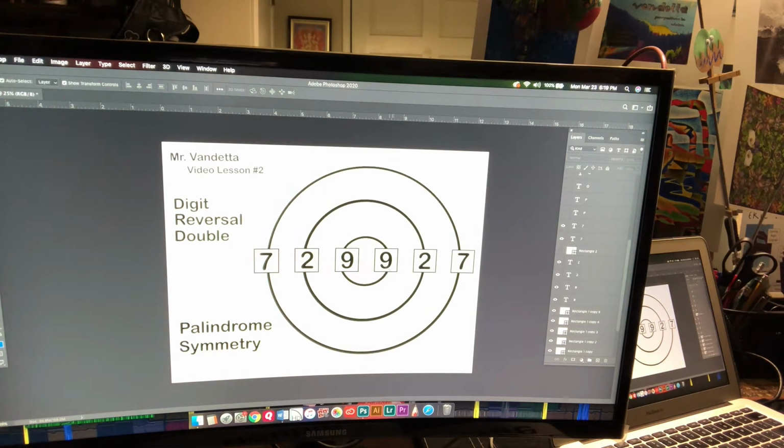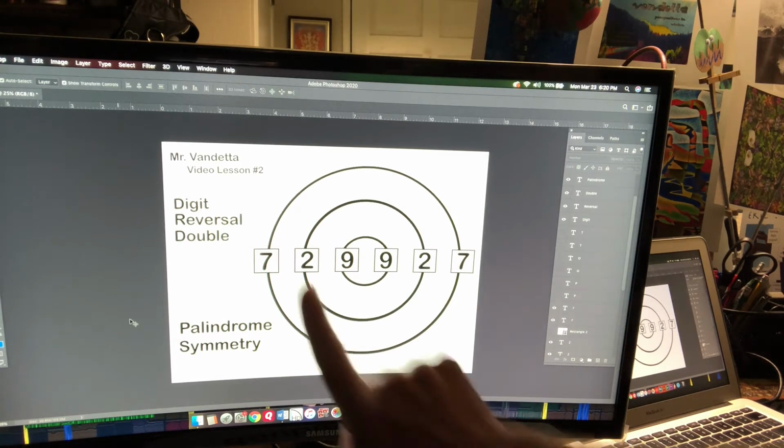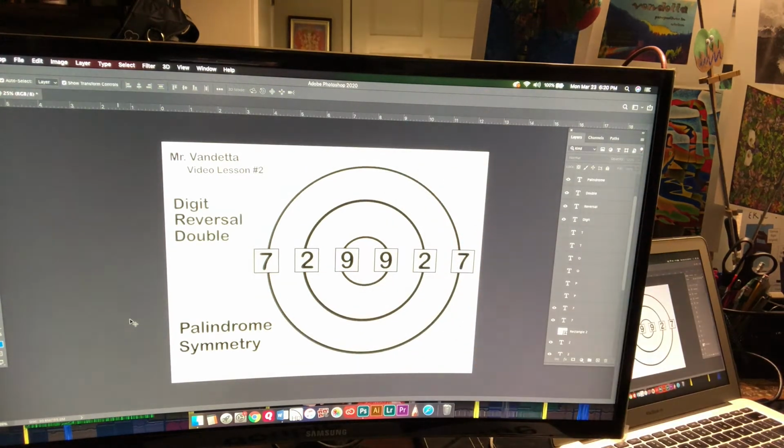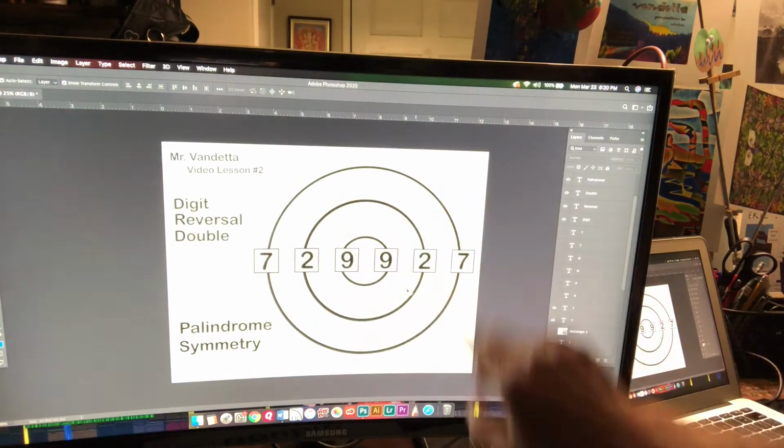The 9s are in the center of the number line. The 2s come next, and the 7s are on the outside. Now we have created a what? We've created a palindrome, but we don't read it like a number. We just read the digits. 729, 927. Backwards from each other, almost like in a mirror. All right? So this is a palindrome right here, and this is an easy way for you to make palindromes.